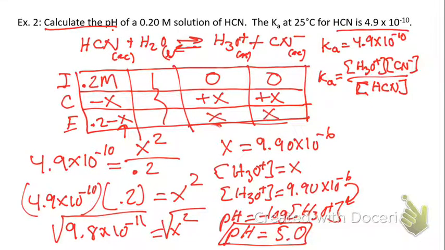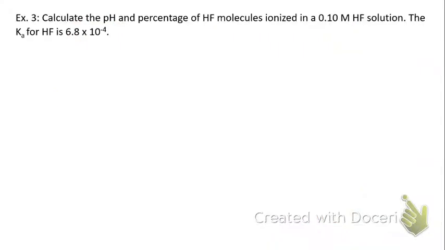All right, so there's another example of using the ICE box, in this case to solve for the pH given the Ka value of a weak acid. Let's try one more. Here, one more example problem.